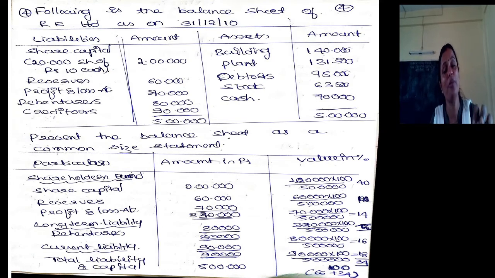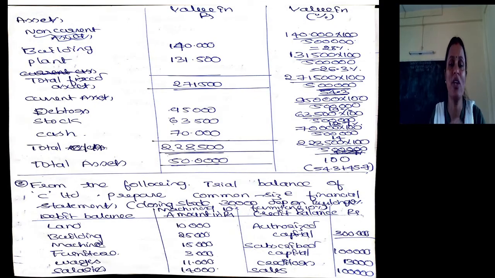Here in this problem, as we have the full balance sheet, we need to concentrate even on the asset side. When arranging items on the asset side, as we started with share capital, we can start with non-current assets. So we have building and plant. Total non-current asset or fixed asset is 2,71,500. Then current assets: we have debtors, stock, cash. Total current assets is 2,28,500. Total non-current asset plus total current asset is equal to total asset, which is 5 lakh.